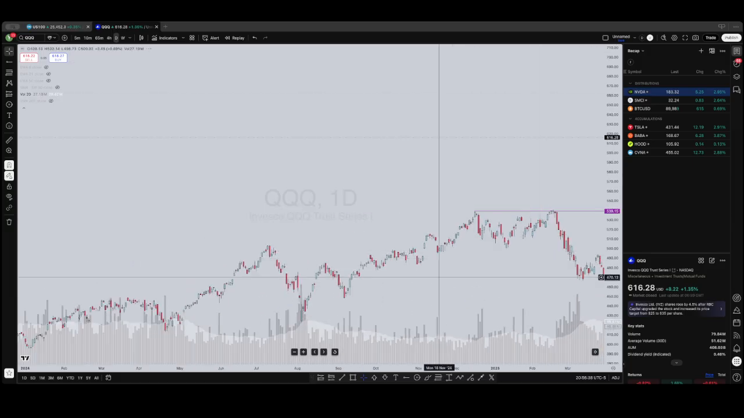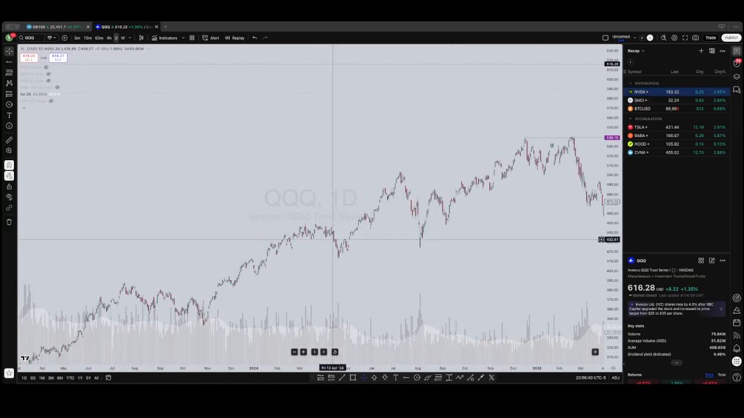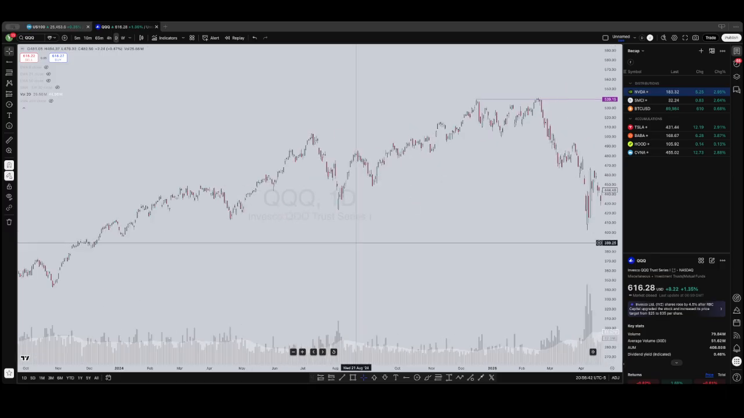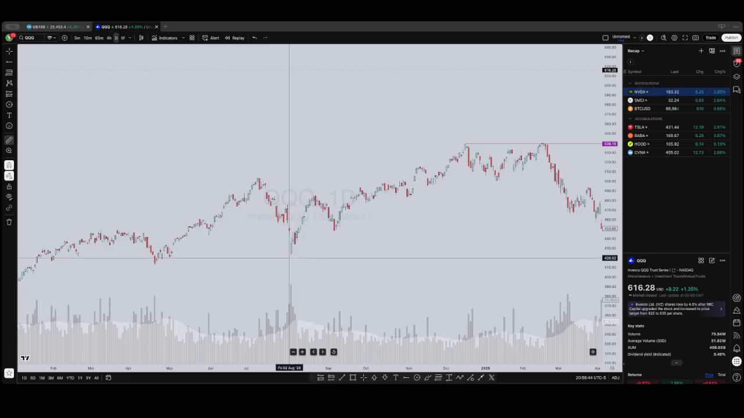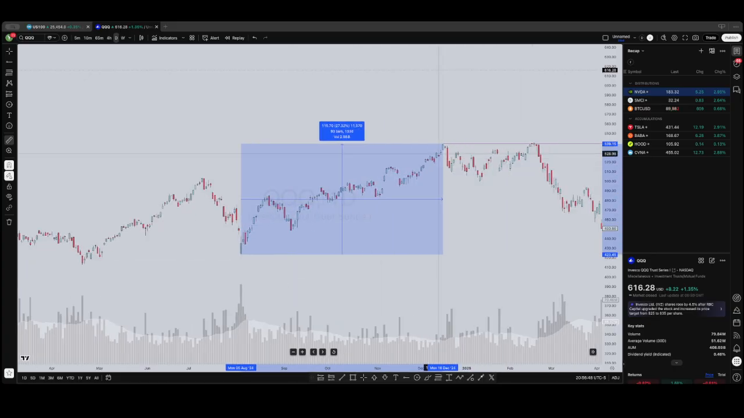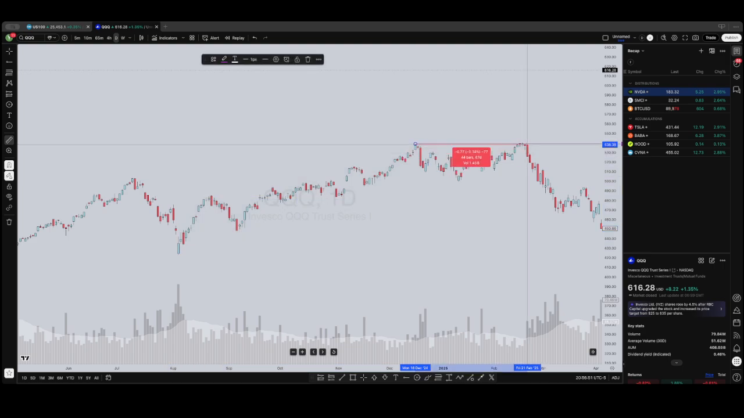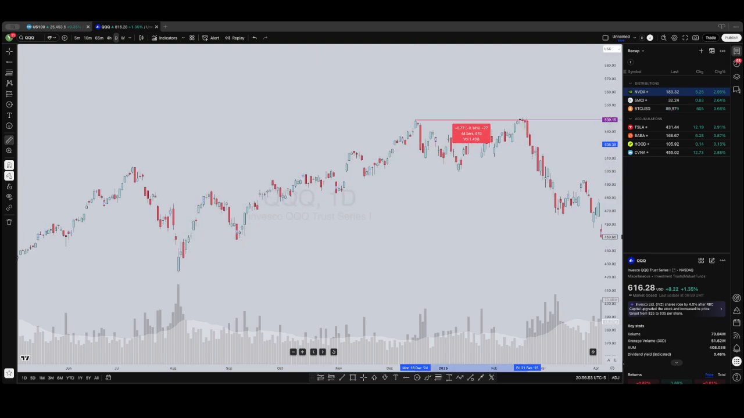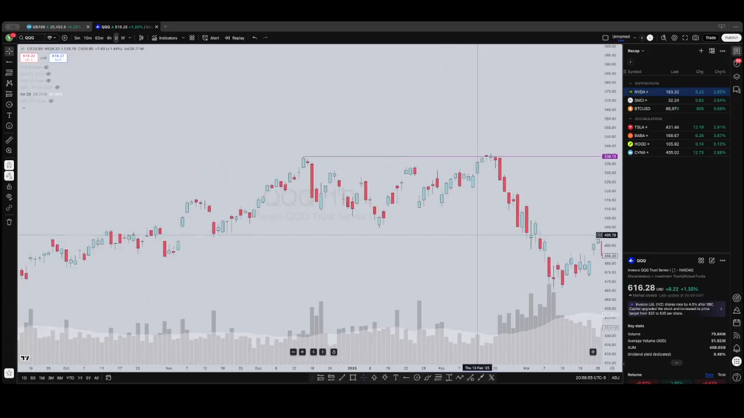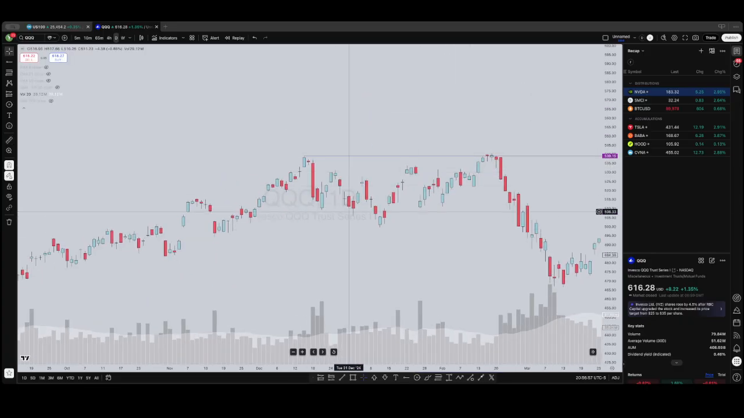Why? Because we just came out of a pretty big rip, right, from the April low. Not April, August 5th. So 93 trading days of just straight up. It's going to take some time to build out this base. Don't buy longs up here. Don't buy shorts down here.